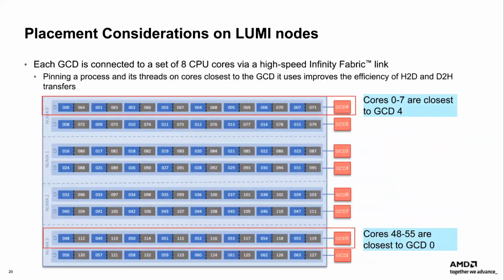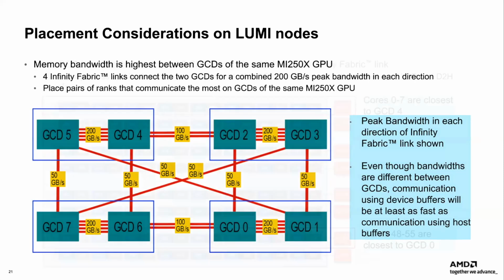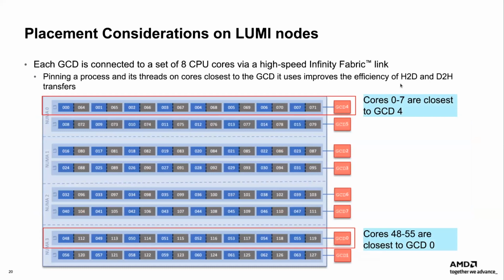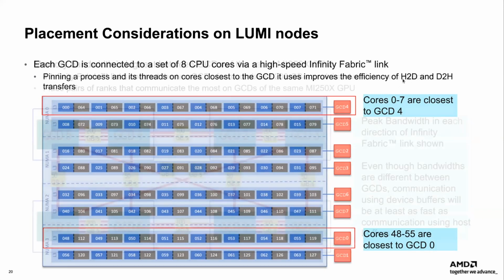Okay, so we have discussed this before. If you are running a process that is using GCD4, you may want to run it on one of these cores that are closest to this GCD. And in this case, we see that GCD0 is connected to cores 48 through 55. Why is that important? It's because you want to have the fastest bandwidth for your host to device and device to host transfers.